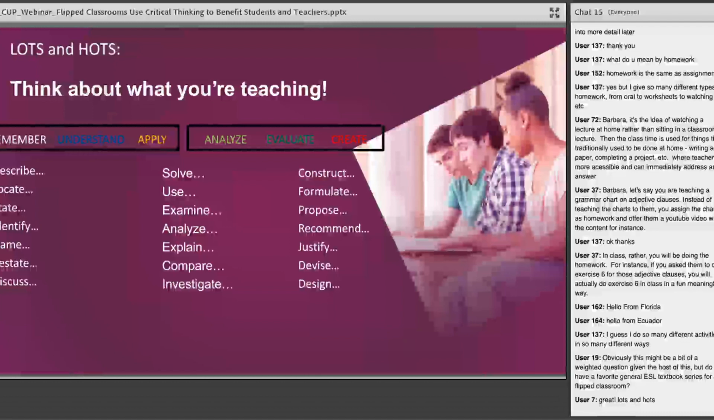Now, there are some really fabulous textbooks out there. You can do this with any textbook, but if you want some great books for flipping your classroom or for promoting critical thinking, make sure you check out Prism or Final Draft or Unlock. Those are some great series that incorporate critical thinking and make flipping your classroom really, really easy.